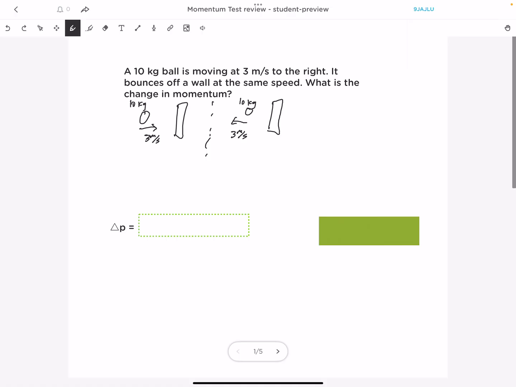You're going to have access to all the equations on the equation sheet, and I'll also put them up on the board. Basically we know that the change in momentum is equal to the final momentum minus the initial momentum. And the definition of momentum is mass times velocity. So here we have an initial momentum equal to 10 kilograms times 3 meters per second, and you get 30 kilogram meters per second.